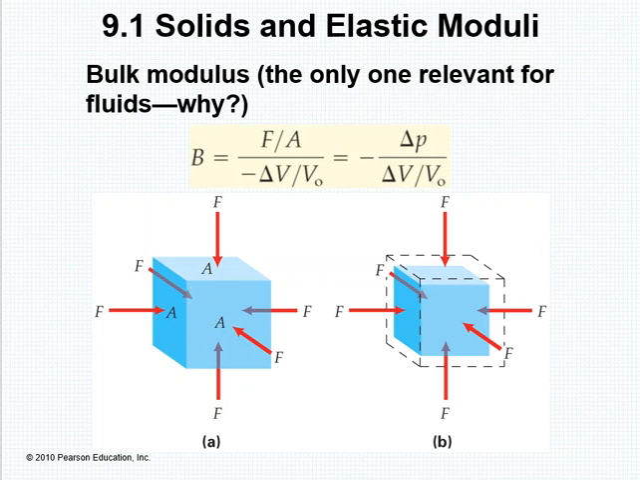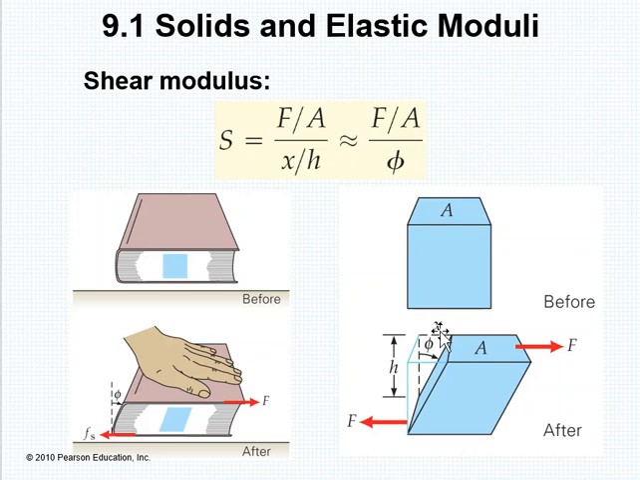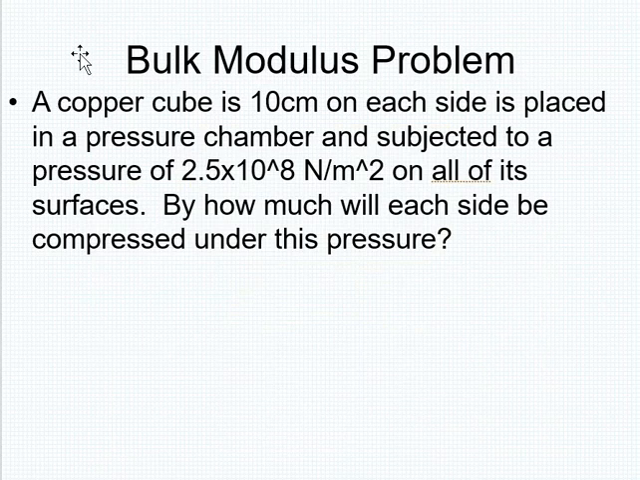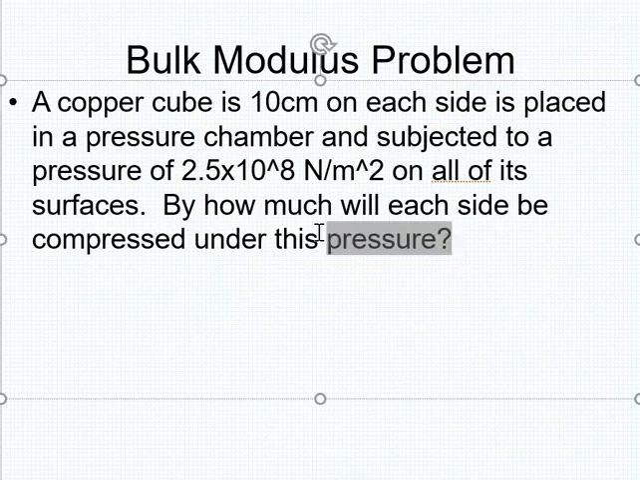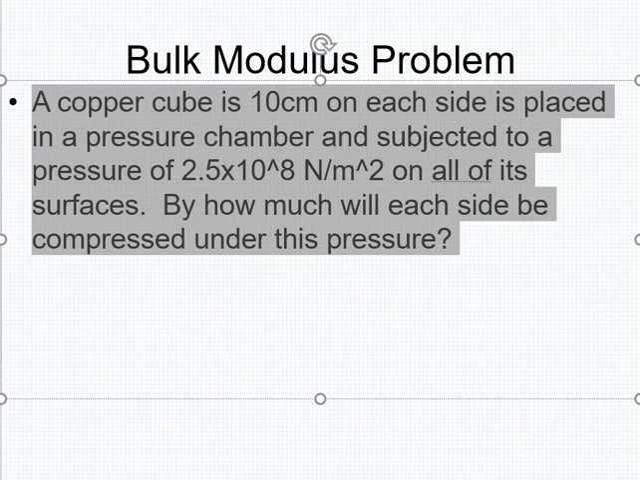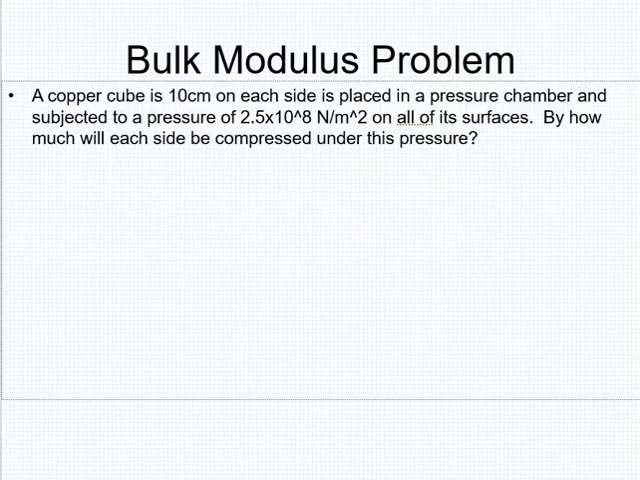So let's take a look at a bulk modulus problem here. Notice that it's still the stress, but now instead of dividing by how much it deforms in the x and h, we're talking about how much it's deformed by its volume: the change in volume divided by the original volume. So a copper cube is 10 centimeters on each side and is placed in a pressure chamber and subjected to a pressure of 2.5 times 10 to the 8th. By how much will each side be compressed under this pressure?